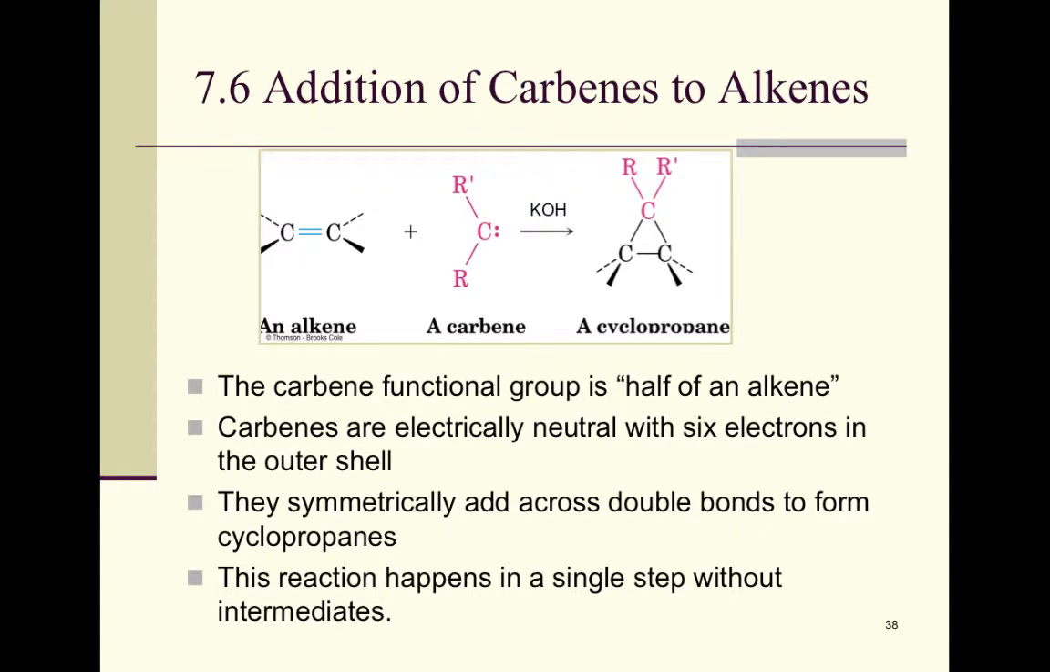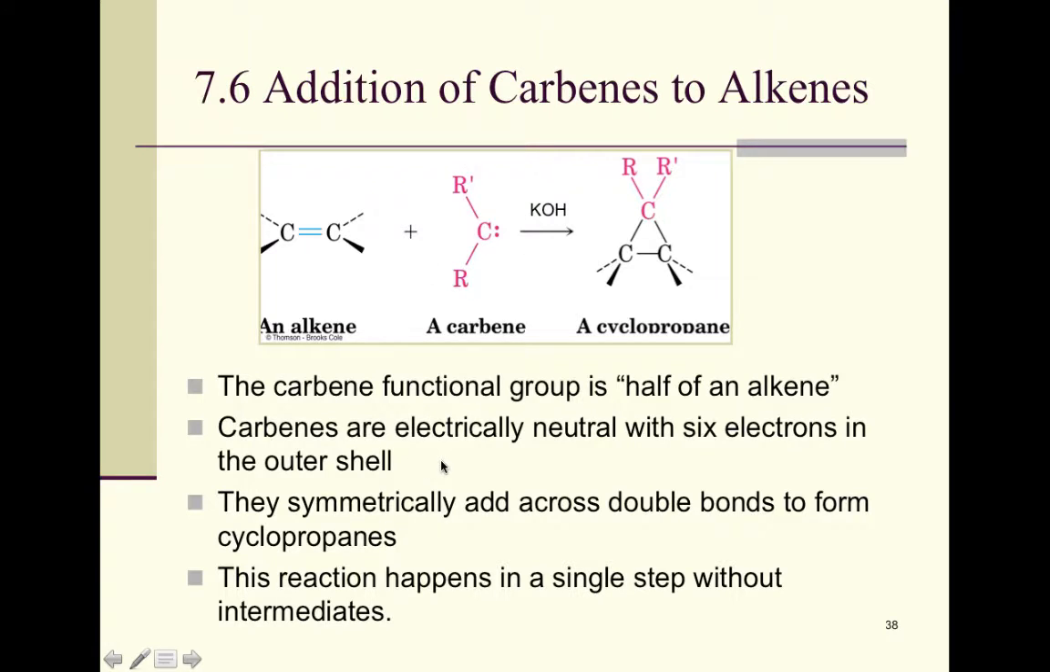Here we have a reaction where we're going to make cyclopropane using a carbene. An alkene can be reacted with a carbene. This is a new group here that you haven't seen before, carbene. It is also known as half of an alkene. This is a functional group you want to add to your list of functional groups.